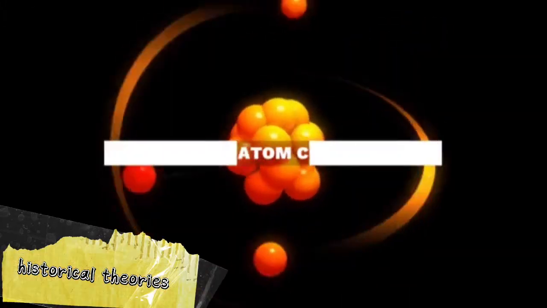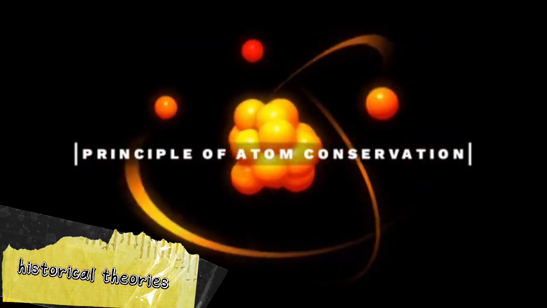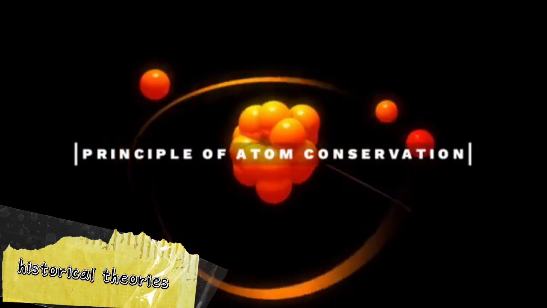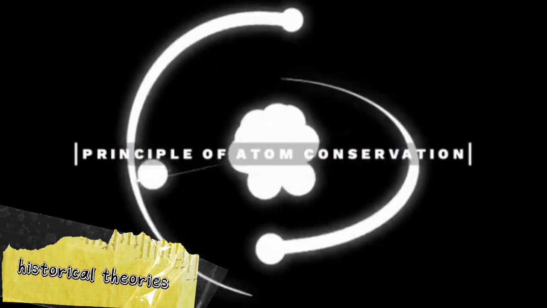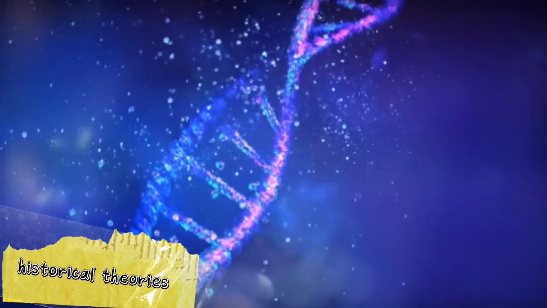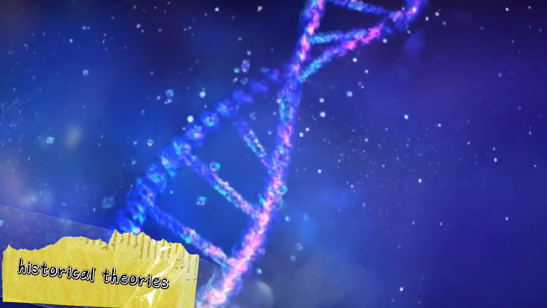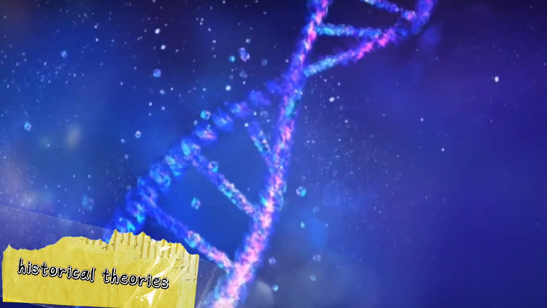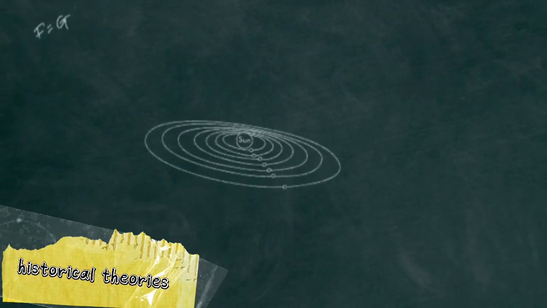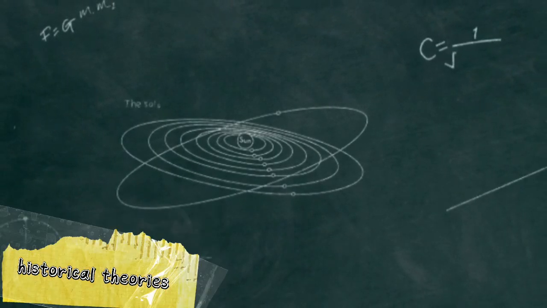B. Principle of atom conservation, POAC method. Balancing is not required. POAC for K: 1 times mole of KClO3 equals 1 times mole of KCl. POAC for Cl: 1 times mole of KClO3 equals 1 times mole of KCl.